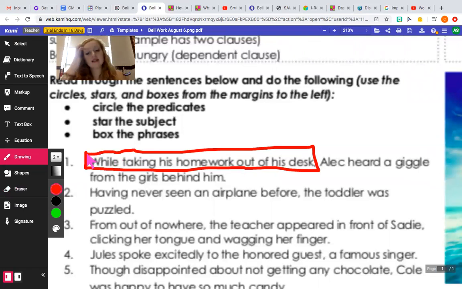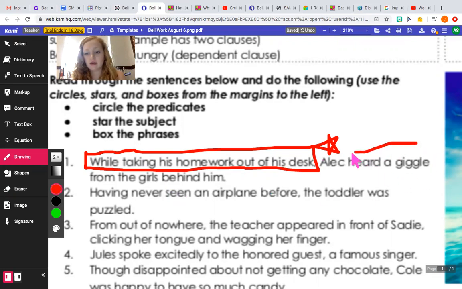So all of that is a phrase. And then our subject is Alec, so we're going to put a star above him. He's our person who's doing the action, and the action is that he heard a giggle from the girls behind him. So all of this is part of the predicate.